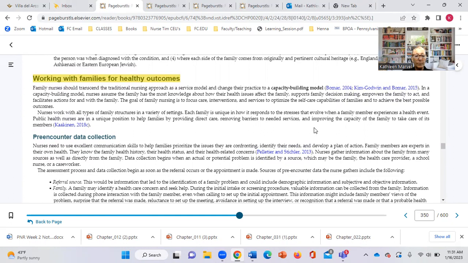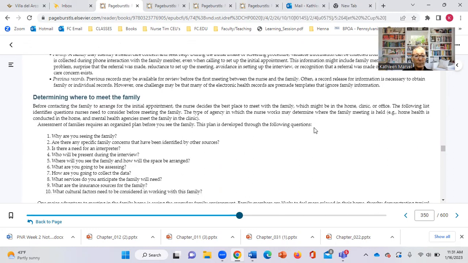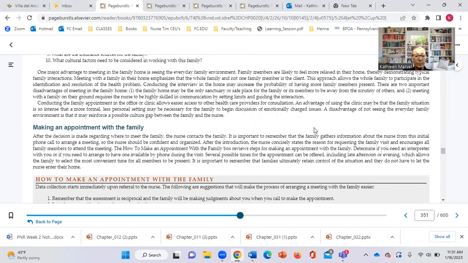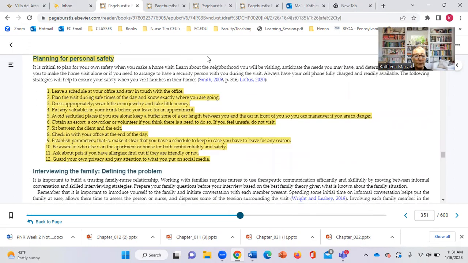Okay. First, think of your ADPI here. First, pre-encounter data collection. What does that look like? Determining where to meet the family, making an appointment with the family, planning for personal safety. I have this highlighted because this is really important to know. If you're out in the community and working with families, you need to have your personal safety as a top priority. And here's a list of 12 suggestions of things you need to do as you're planning for personal safety.